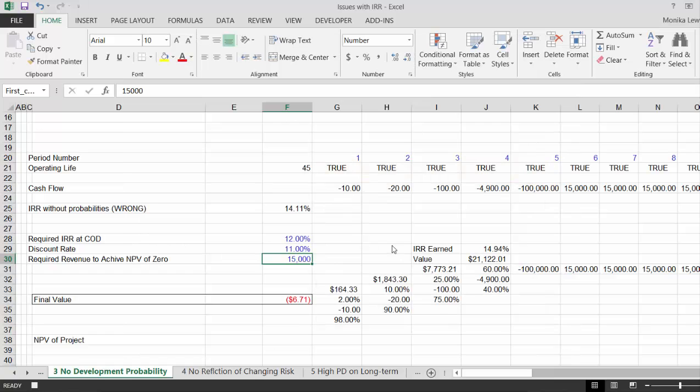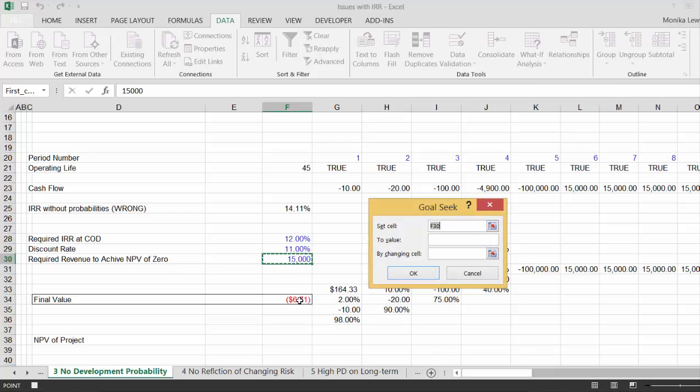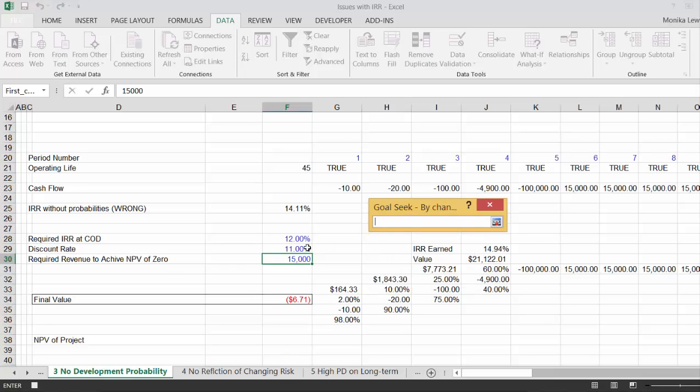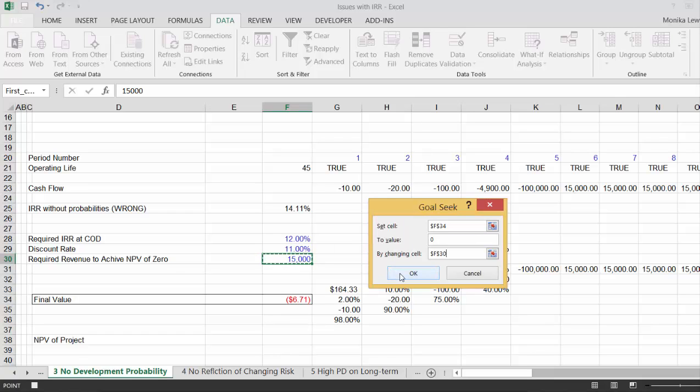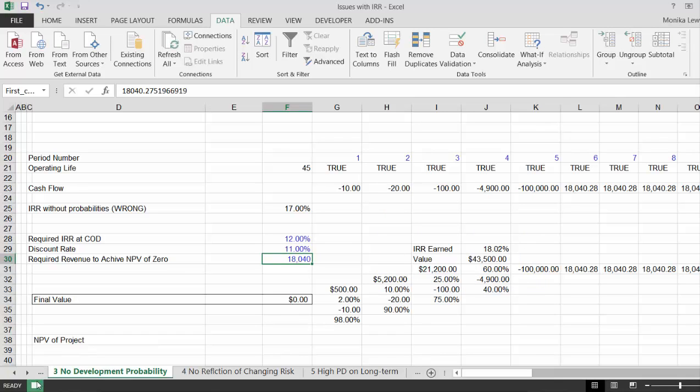Okay, and when we make a development goal seek, let's go to the data and what-if analysis and make a goal seek and set this one to 0 by changing the first year cash flow. And kind of the answer of this whole thing then is that if you spend all this money, you actually need an 18% IRR in order to make it through these development properties and earn 12% at the COD.